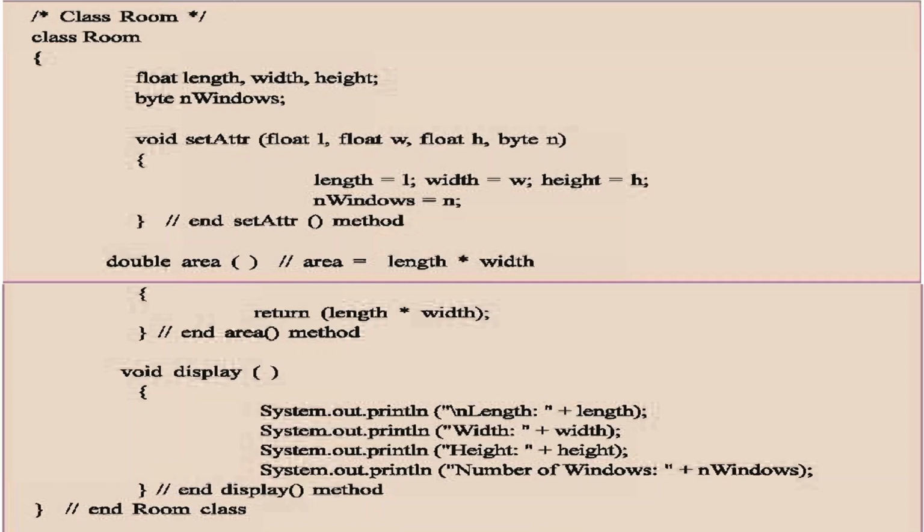And the bracket is also empty. That means the display method has no formal parameters, so it doesn't require any parameters to get executed. And then there are 4 print statements: system.out.println length. Whatever is within inverted commas will be printed as it is. Whatever is outside inverted commas, it will print its value. And the plus sign is called the concatenate operator. It is used to join a string with a variable.